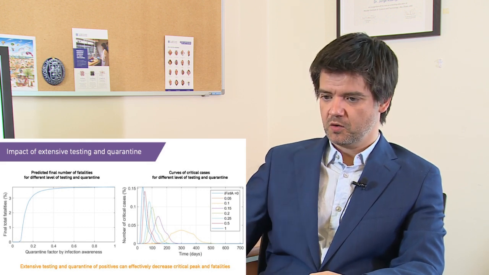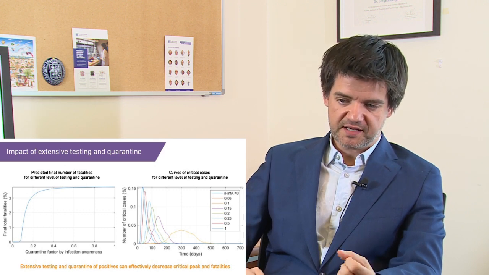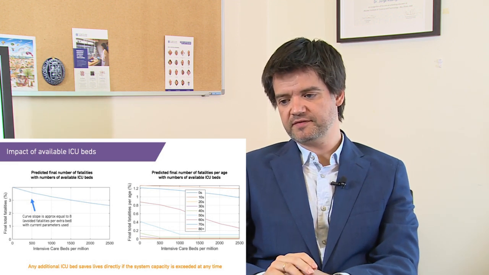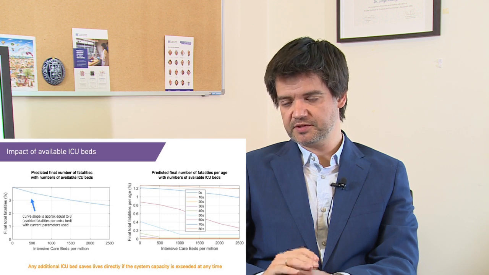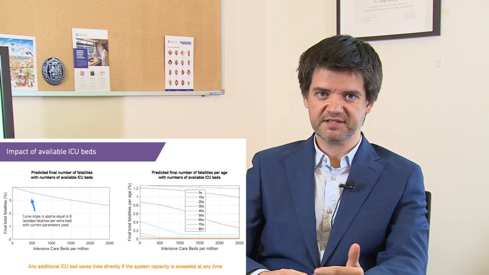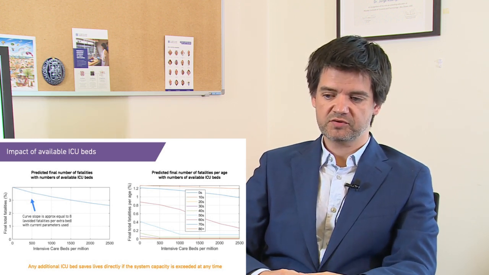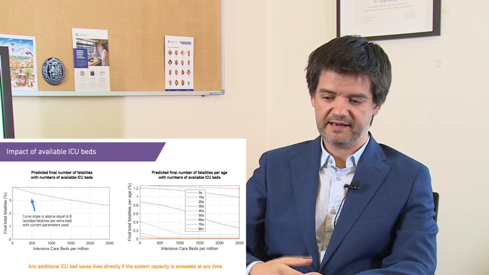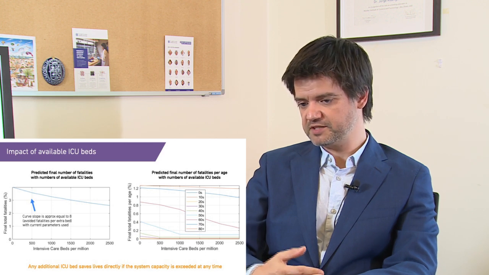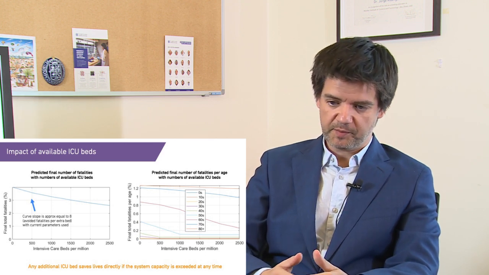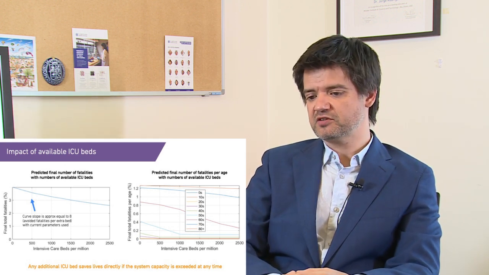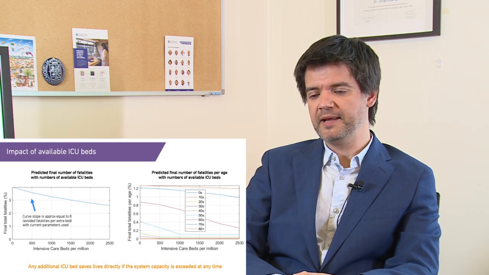Okay. All right. So we evaluated those three interventions, but we also wanted to see what the impact is of the availability of intensive care units, because it's one of the main decisions to evaluate. What level of capacity do we have to have readily available to protect and to cure as many people as possible, right? So what we did is we plotted the number of fatalities, also per age, as a function of how many intensive care beds are available per million, okay?